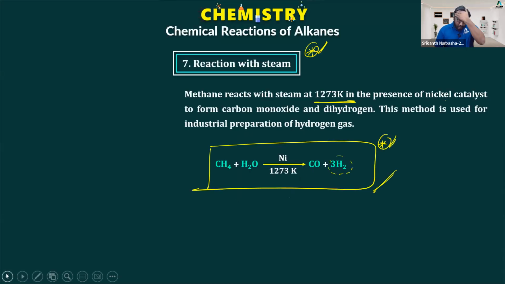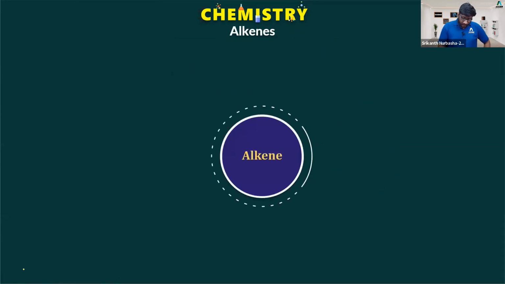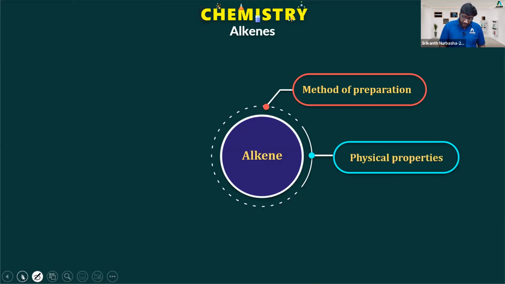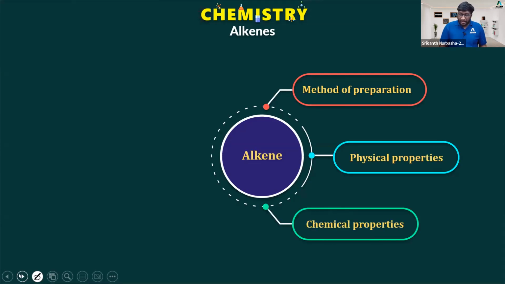So these are the different types of reactions of alkanes. The next topic is alkenes. Alkenes will again have methods of preparation, physical properties, as well as chemical properties. We'll start with these in the next class, so that the continuation of the discussion can be quite good.